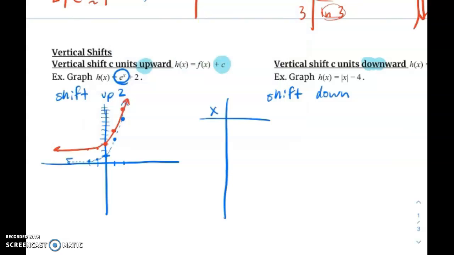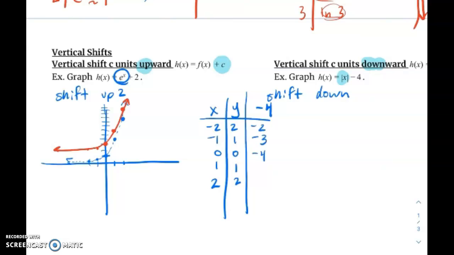So we know for absolute value that we plug in negatives and positives. And then what I would do, if you want to use a table, is just focus on absolute value first. And then we will take the y values and we will subtract 4 from them. We'll shift them down 4. So we know the absolute value gives us 2, 1, 0, 1, 2. And then if you take 4 from them, it'd be -2, -3, -4, -3, and -2.